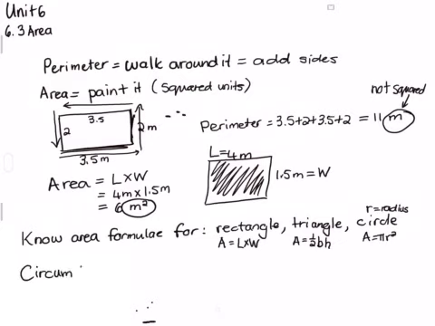Circumference is really just the perimeter, but it's the word we usually use for circles. So here you can't say walk around it. You will only know what the radius of the circle is. So the circumference of a circle is 2 pi times radius. In other words, 2 times pi times the radius.